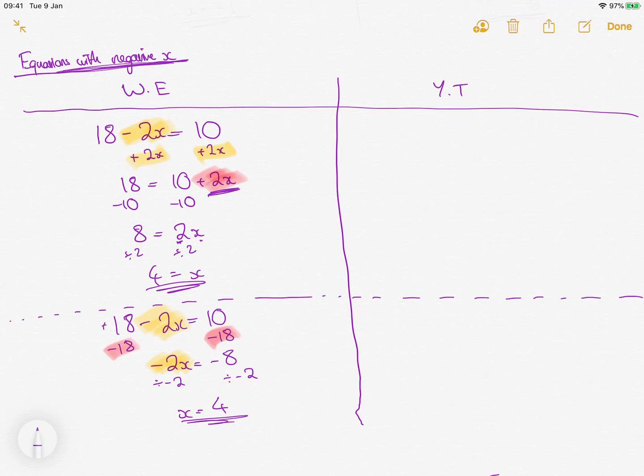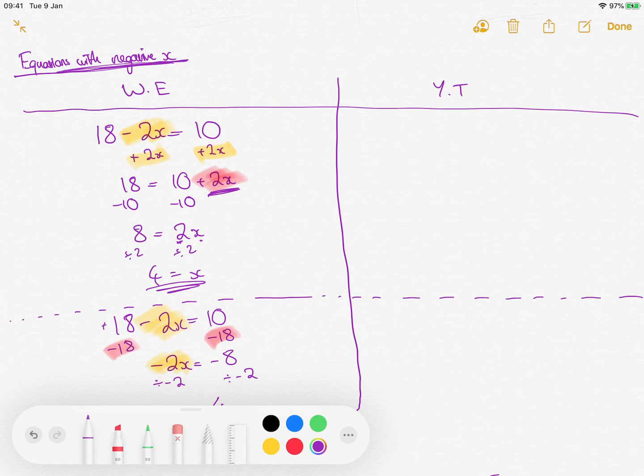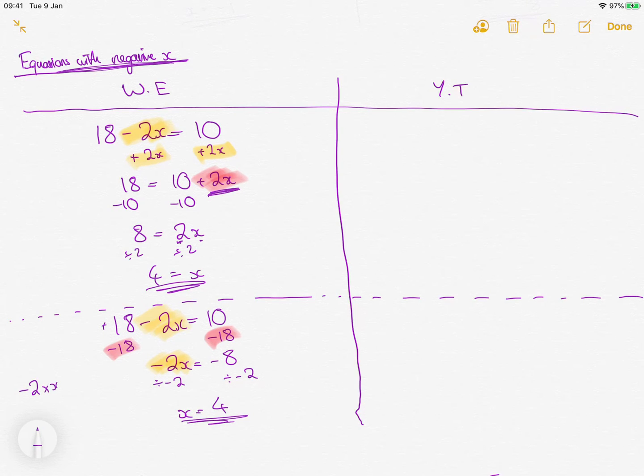Take away 18 from 10 and I'm going to get negative 8. So I can see I've got two negatives on this side. This is saying negative 2 times x, so the inverse of that is to divide by negative 2. If I do negative 2 divided by negative 2, then I get positive 1. So that's why I get a positive 1x here.